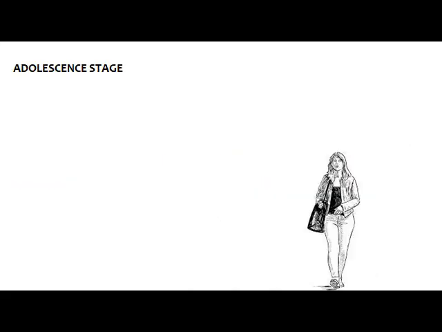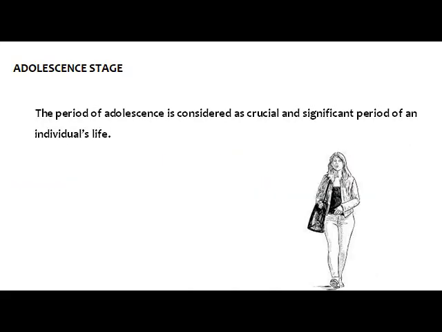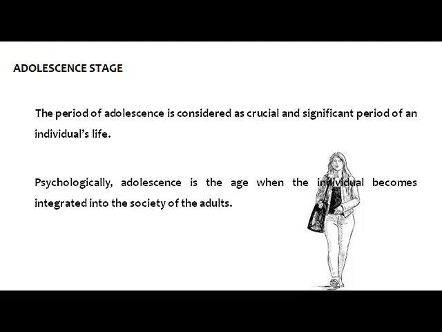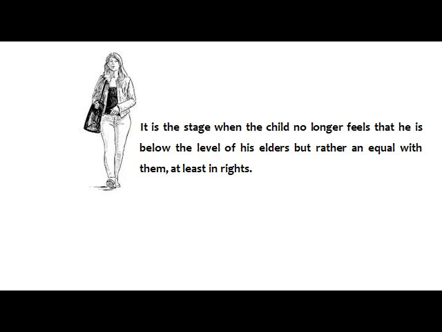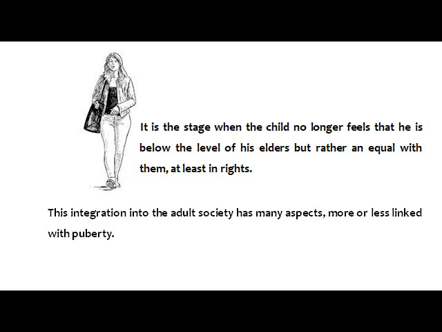Adolescence stage. The period of adolescence is considered as a crucial and significant period of an individual's life. Psychologically, adolescence is the age when the individual becomes integrated into the society of the adults. It is the stage when the child no longer feels that he is below the level of his elders, but rather an equal with them, at least in rights. This integration into the adult society has many aspects, more or less linked with puberty.